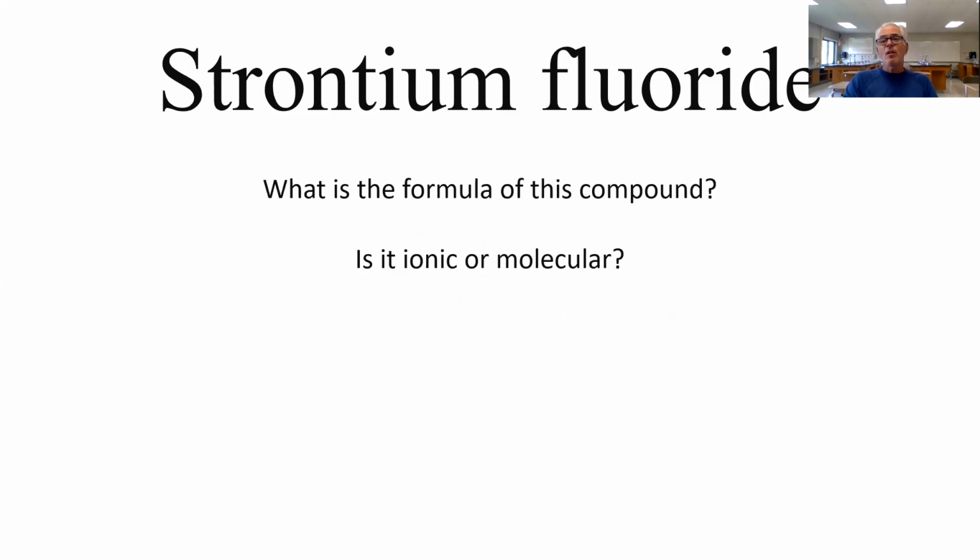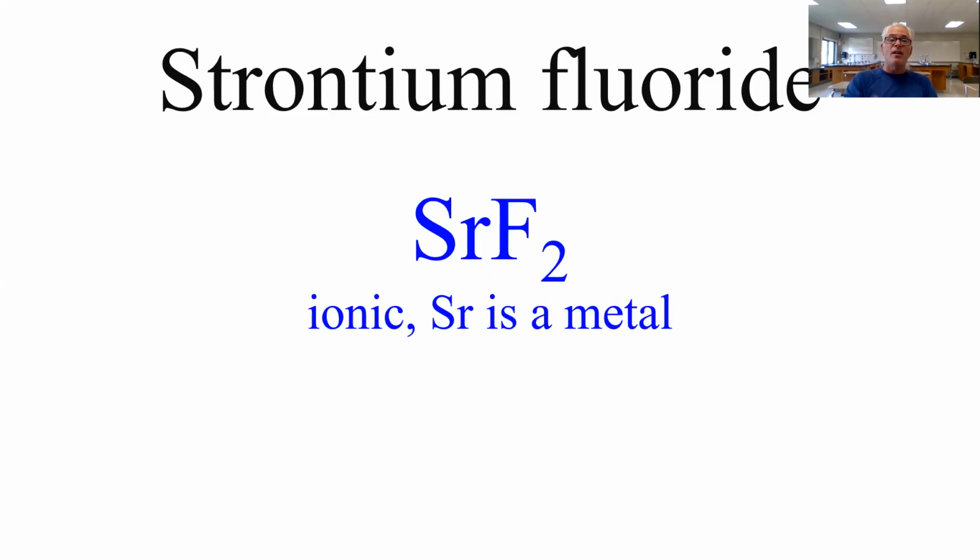Can't have that. Strontium fluoride. Strontium's element number 38. Sr. It's a metal. +2 ion. Fluorine's a -1 because it's in group 17. Follows that simple isoelectronic rule. I have 7 outermost electrons. I need to get to 8. That makes me a -1. SrF2. Of course, it's ionic.